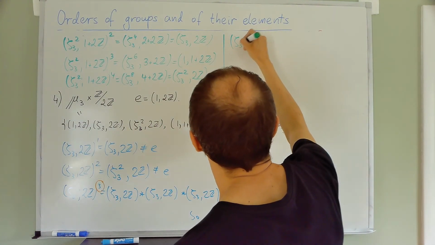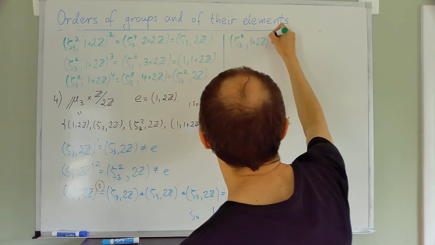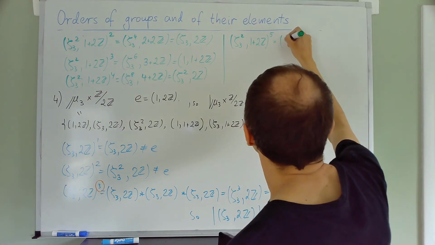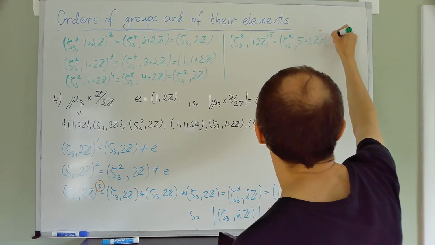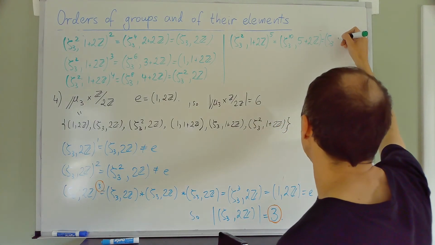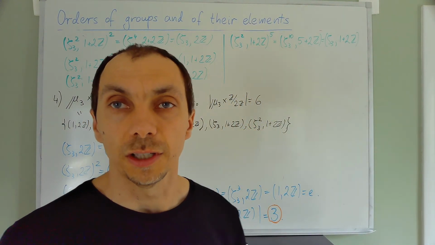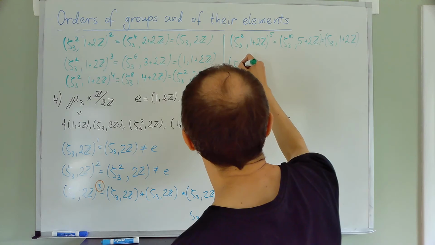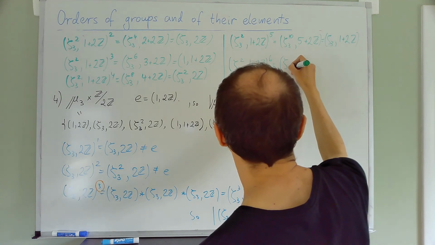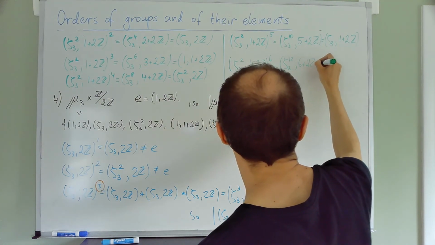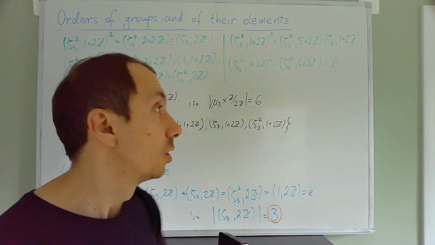Let's do the power 5. (Zeta 3 squared, 1 plus 2Z) to the power 5. So that's zeta 3 to the 10, 5 plus 2Z. Zeta 3 to the power 10 is the same as power 1. That is still not the identity. Power 6. So that gives me zeta 3 to the 12, 6 plus 2Z. That's the identity, because that is 1, and that is 2Z. So the order is 6.